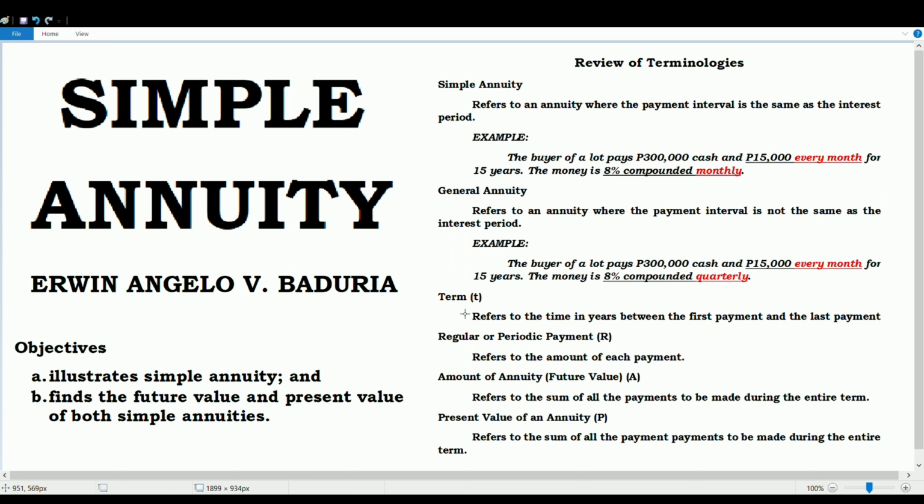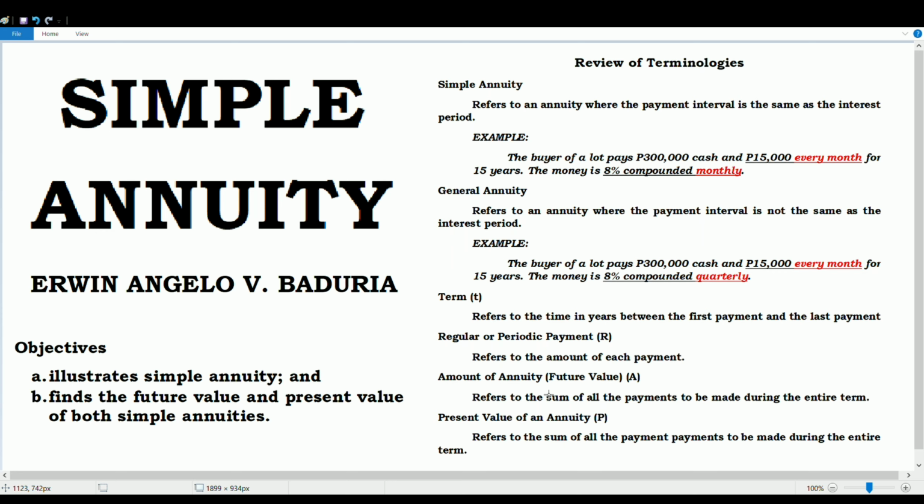Now, the term is the time in years between the first payment and the last payment. Regular or periodic payment is denoted by uppercase letter R. This is the amount of each payment.